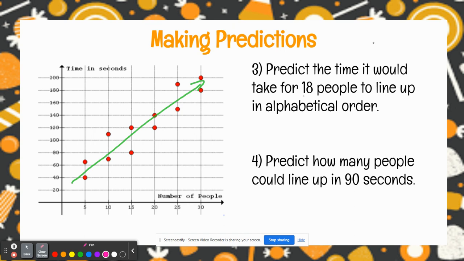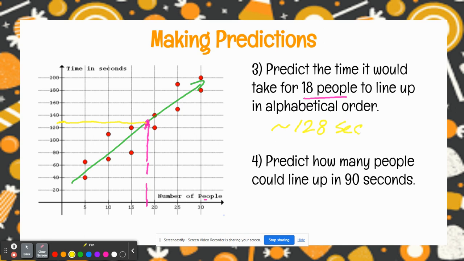To make a prediction, it says 18 people. I'm looking down here at my people, so I'm looking for 18, which is about here. I'm going to take this up to my trend line and I get about here. I want to know about how much time that would take. Well, the time is on the y, so I'm going to estimate somewhere around here. Almost to 130. So use that little squiggly line, I would say about 128. If you said between 125 and 130, that would be a good answer.